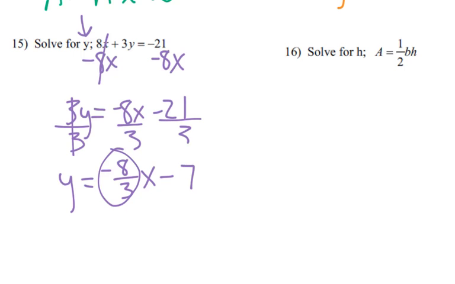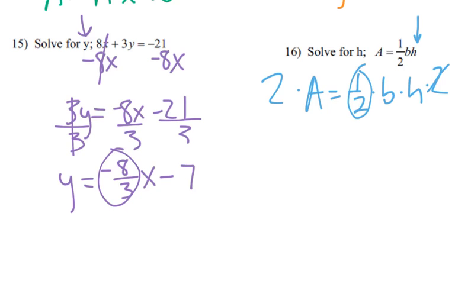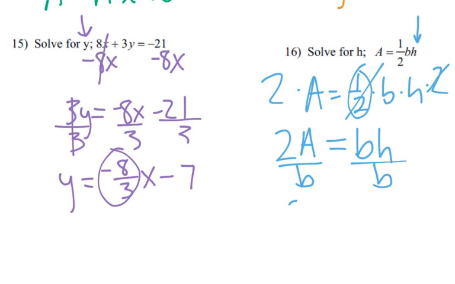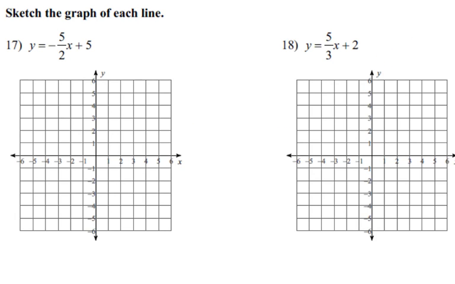Okay, now 16, we're solving for h. So with this formula first, I would want to get rid of this 1/2, so we times by 2 on both sides. 2 times 1/2 would get rid of 1/2, so we got b times h equals 2a. Then we divide by b, so you get 2 times a divided by b equals h. And there we go. Make sure you guys are writing down those mistakes you're making, paying attention to those.